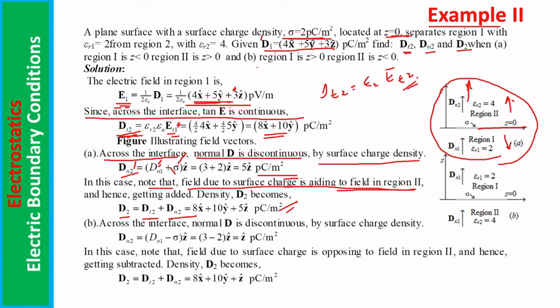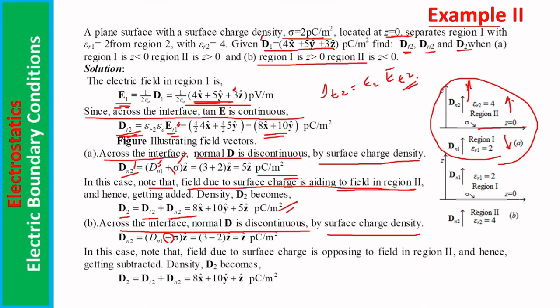Now the B part also we consider. Now region 1 is z more than 0, region 2 is z less than 0. Across the interface, normal D is discontinuous by the surface charge density. Therefore, dN2 is, of course, dN1 minus. Here we have used a negative sign. Here plus sign, here minus sign. What is the reason? Reason is this.